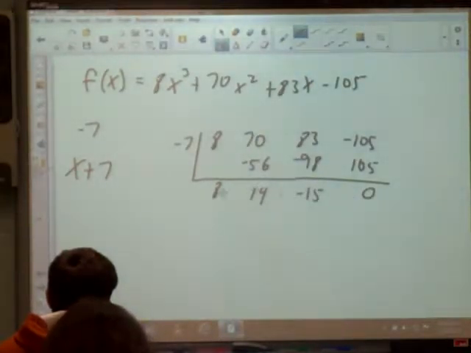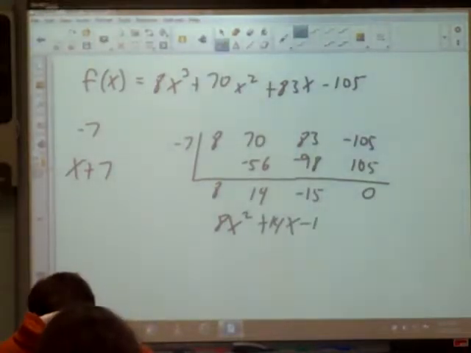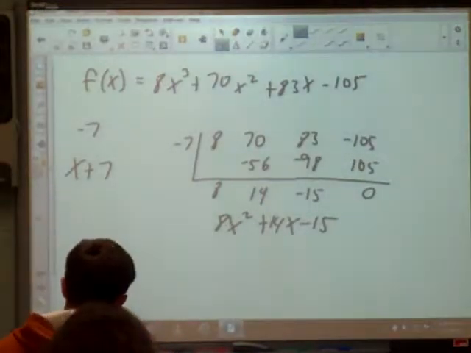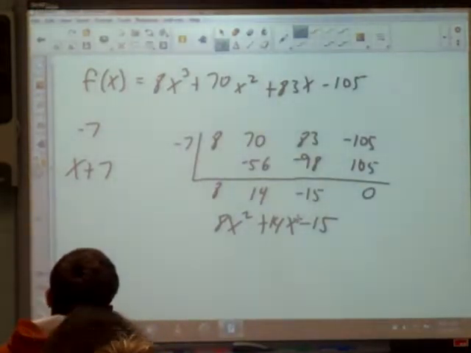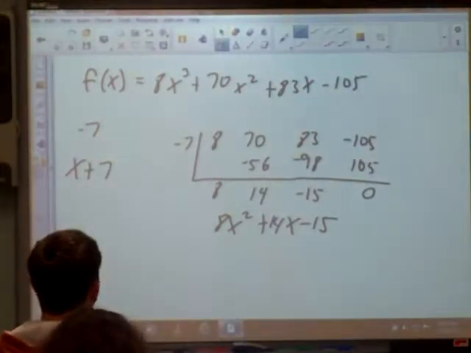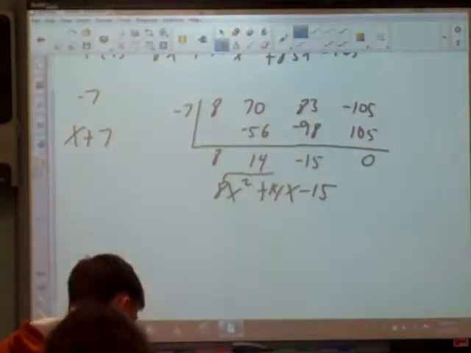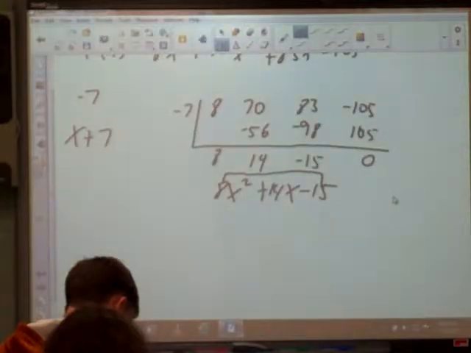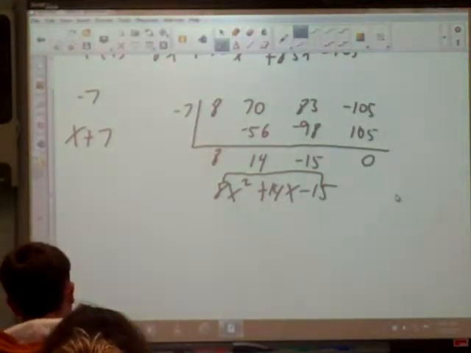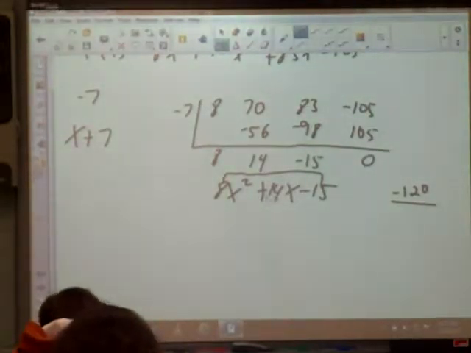All right, so now this is 8x squared plus 14x minus 15. The directions said to factor, so we have to see if that can factor any farther. We got it down to a quadratic, which we know how to factor. Remember this from first semester: 8 times c, 8 times negative 15, is negative 120. So I need the factors of negative 120 that add to a positive 14.